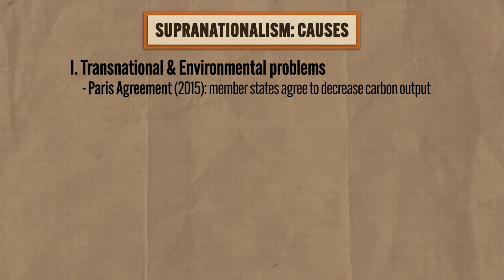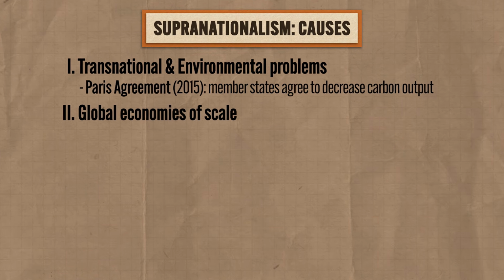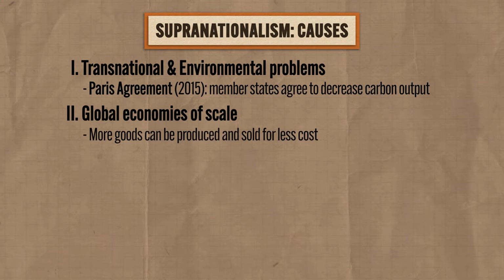Here, member states agreed to decrease their carbon output so as not to plunge the world into an apocalyptic future. Okay, the second factor leading to the rise of supranationalism is the creation of global economies of scale. Now, by cooperating within economic supranational organizations, some of whom I'll introduce you to in a moment, countries are able to create economies of scale, which means that more goods can be produced and sold for less cost. And in theory, all member nations benefit economically from these arrangements.